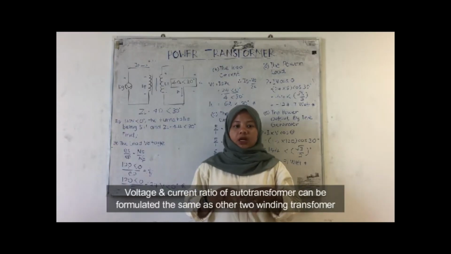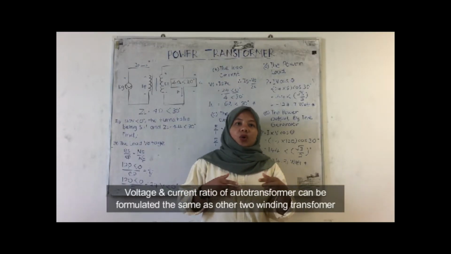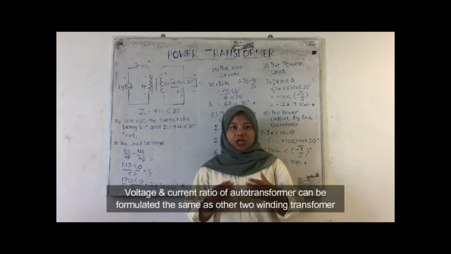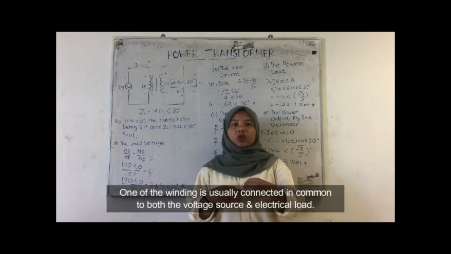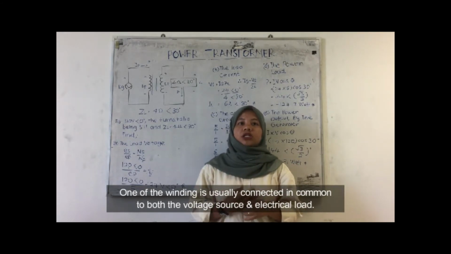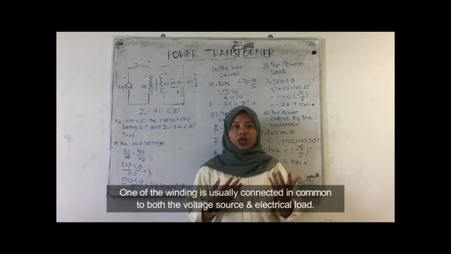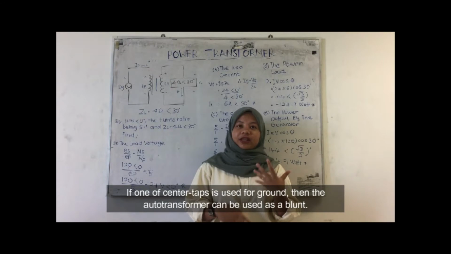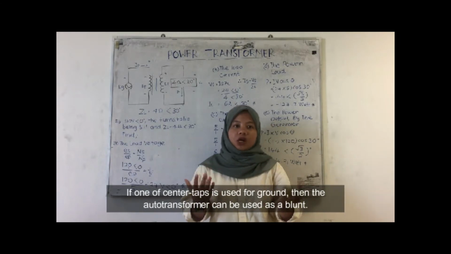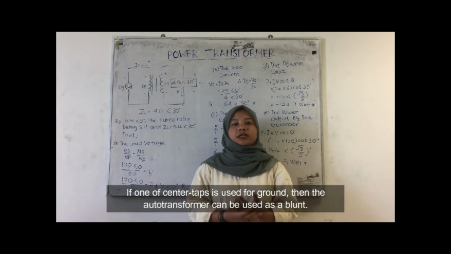Voltage and current of auto transformer can be formulated the same as other two-winding transformers. One end of the winding is usually connected in common to both the voltage source and electrical load. If one of the center taps is used for the ground, the auto transformer can be used as a plug.